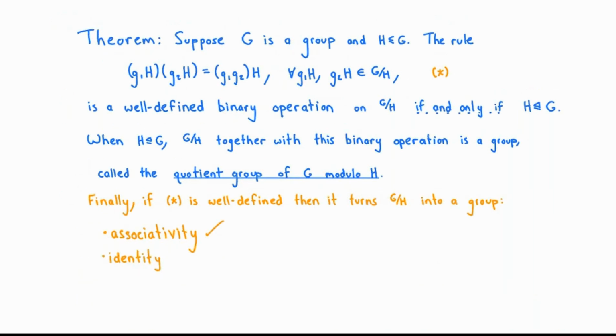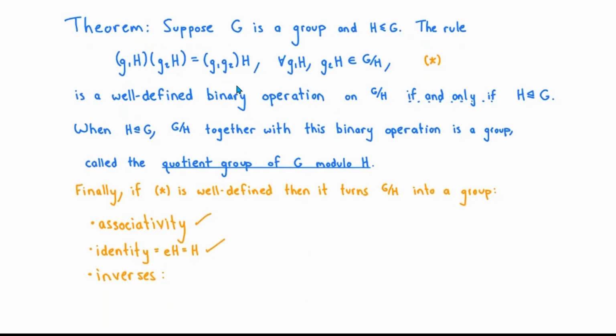Next, to show the existence of an identity element in the quotient space, just note that for any coset GH in the quotient space, because of the fact that G is the identity times G is G times the identity, the product of the cosets identity H and GH and the product of the cosets GH times identity H are both equal to GH. Well, that's precisely the statement that the coset identity times H, which of course is just the same as H, is an identity element in the quotient space G mod H together with this binary operation.